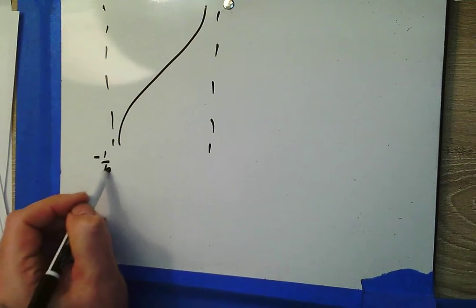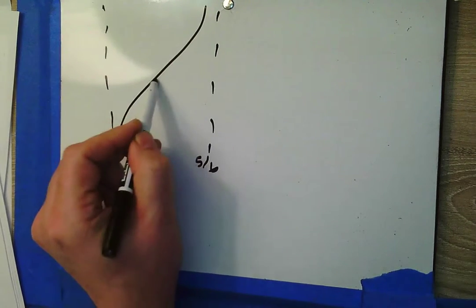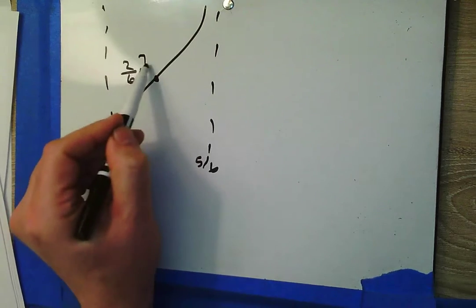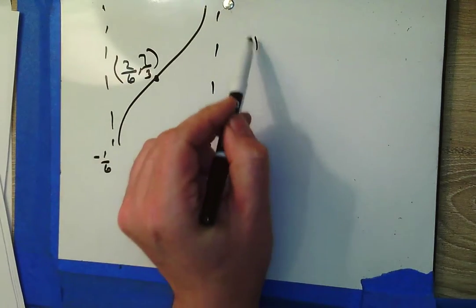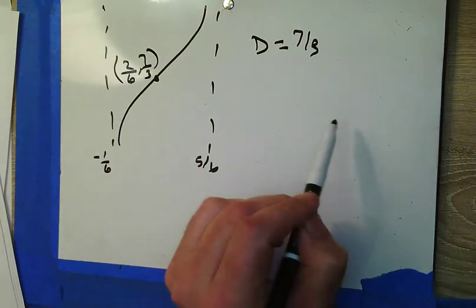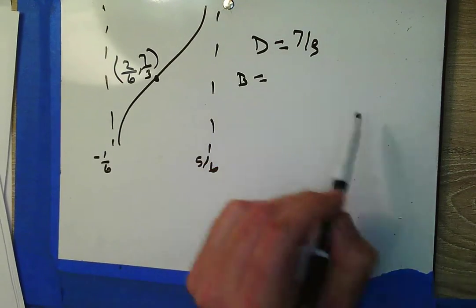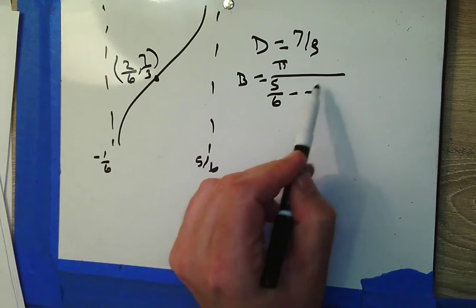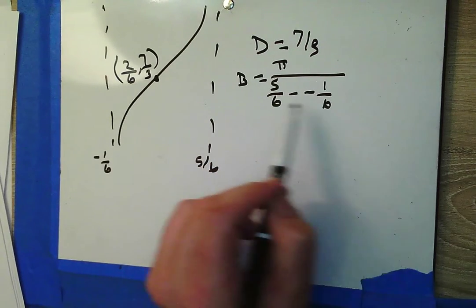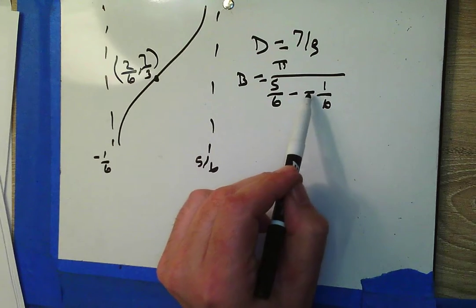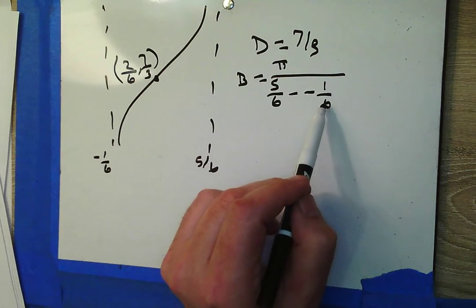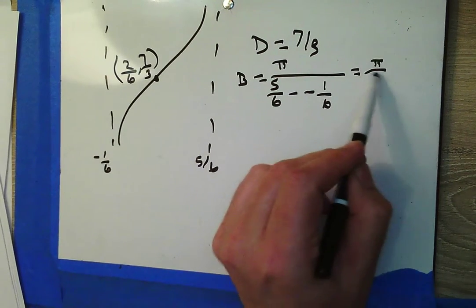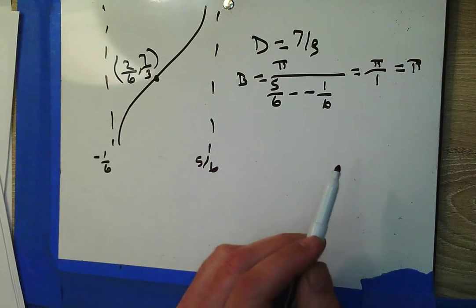This is negative 1/6, this is 5/6, and over here we have 2/6, comma 7/3. So my D value is 7/3. My B value is pi over 5/6 minus a negative 1/6. Well, when I do minus a minus, that's plus. 5/6 plus 1/6 is 6/6 or 1. And so I get pi over 1 or pi for my B value.